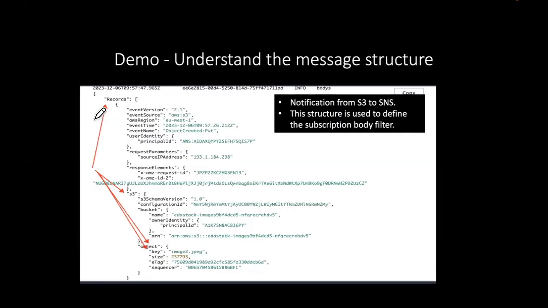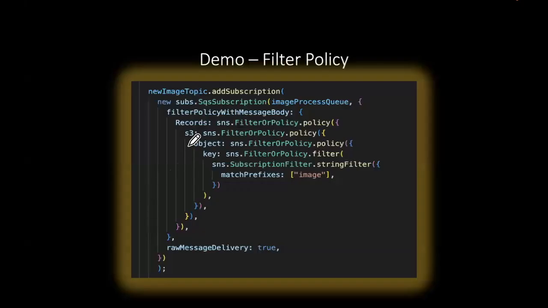So we've got to define the structure, and this is how we did it. At the very top of the structure was the record key, then we had the S3 key, then we had the object key, and then we had the key called key. And you can see the value that we're assigning to each of these is always sns.filterPolicy.policy.